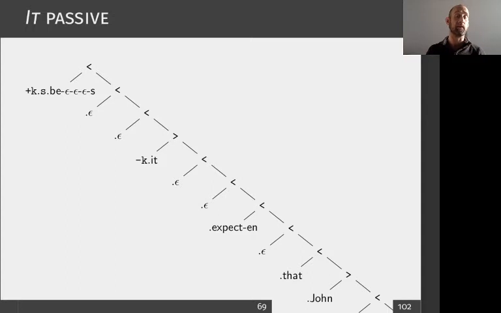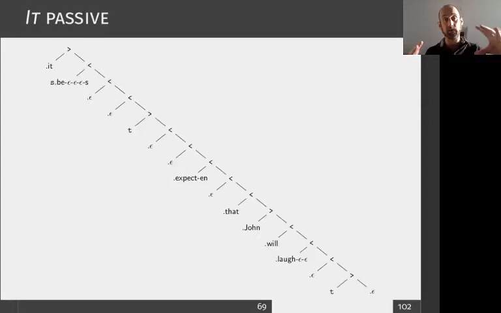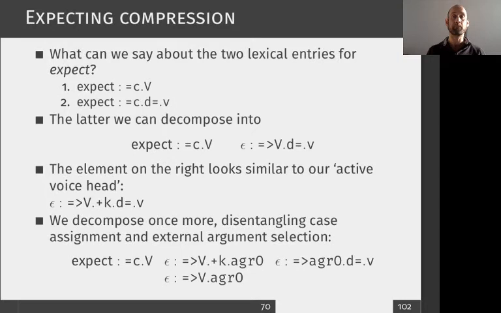It and the plus K on the head, the tense head, cancel each other out or check each other. We get it moving up to the subject position, and if we scrunch it together so we can see it better on the slide, we have it is expected that John will laugh. Okay? All with the same lexical items that we've used before. But we still have a different lexical entry for the active version of the finite clause selecting expect.